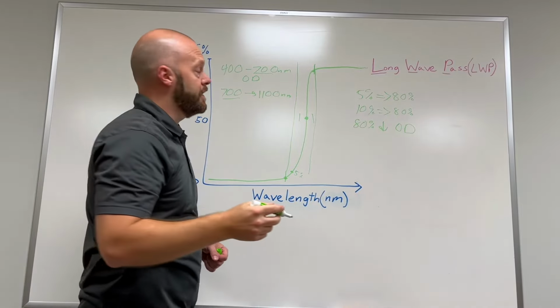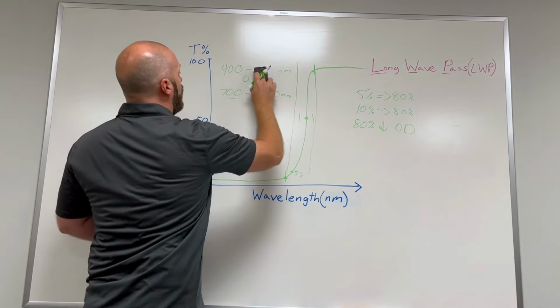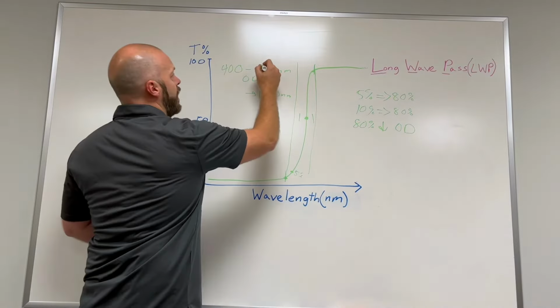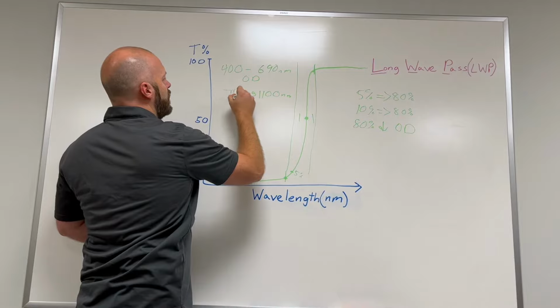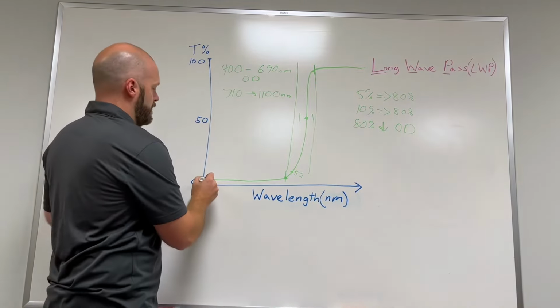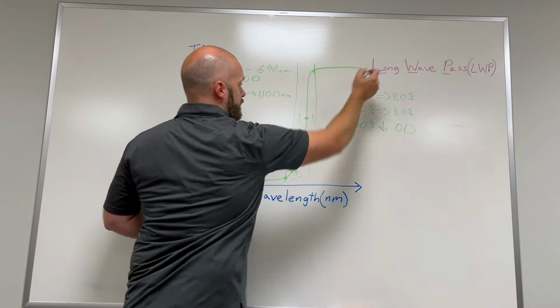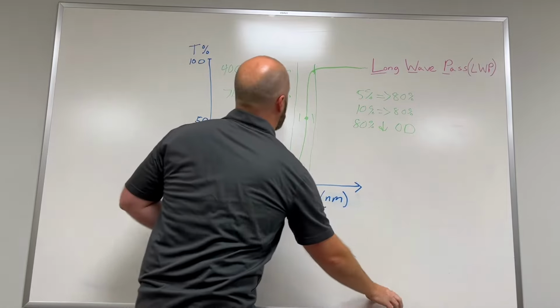So when specifying a filter, it's important to give a 50% point or give up and down points that allow for a transition region. It's more realistic. Specifying a filter that comes up and immediately is a straight line that way isn't realistic. In theory, it looks great, but it's not realistic.